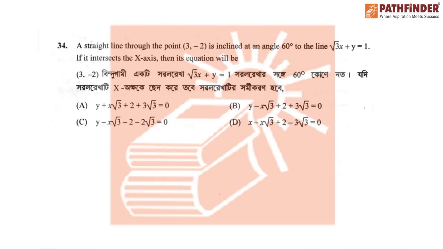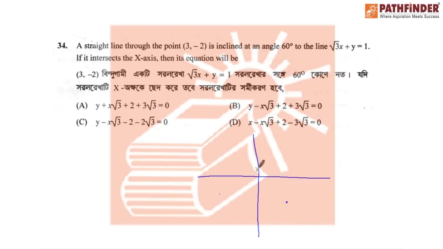So we will get x1 by x plus y1 by y is equal to 1, which is given in option B. Next, a straight line through the point (3, minus 2) is inclined at an angle 60 degrees to the line root 3x plus y equal to 1. If it intersects the x-axis, then the equation will be, so let's suppose this is the x-axis, y-axis. The point is x equal to 3, y equal to minus 2.